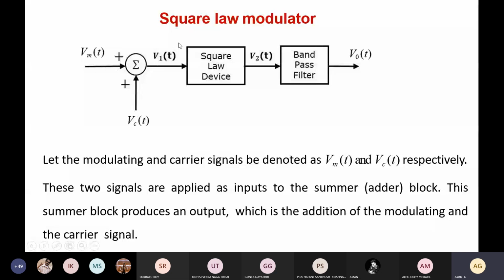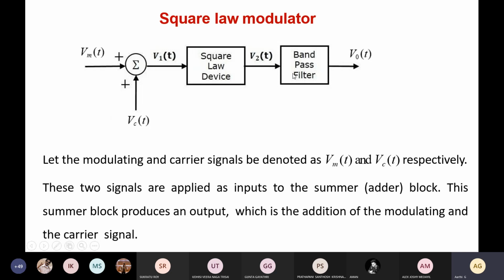So this is given as input to the square law device. We are going to take the square law device as a diode, which is going to work in its nonlinear operating characteristics. So the output of the diode is going to be V2 of t, which is given as input to the band pass filter.